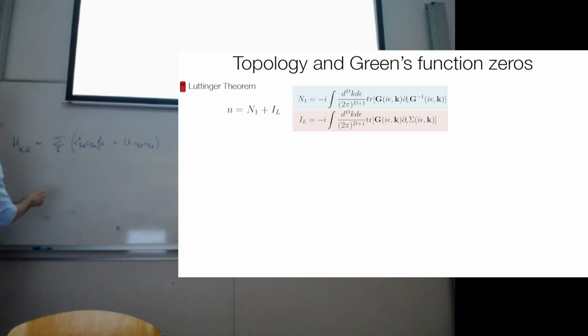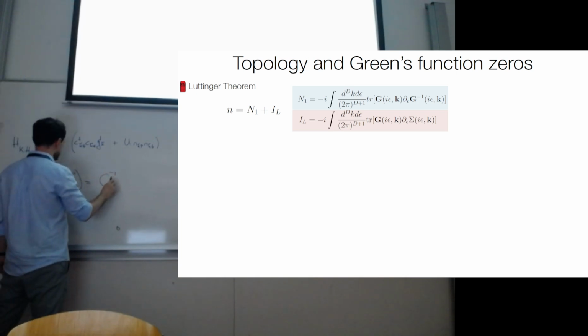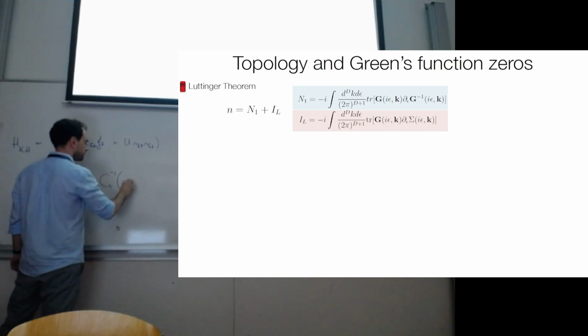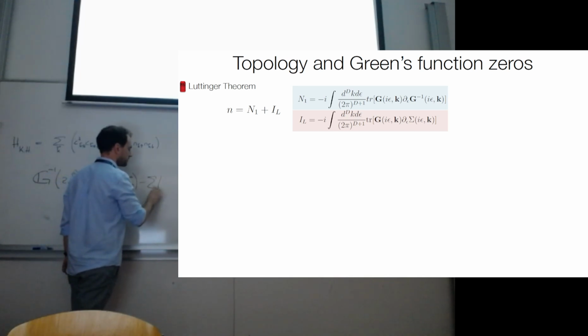So I've used that, you can always, I had this before, G inverse of z and k is G inverse of z and k minus sigma of z and k.